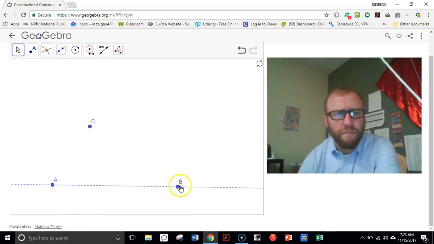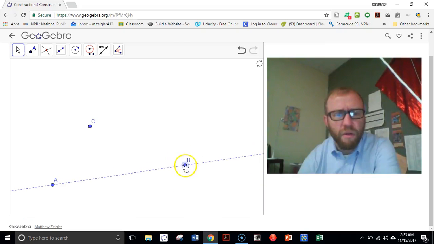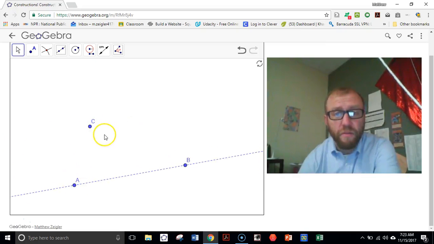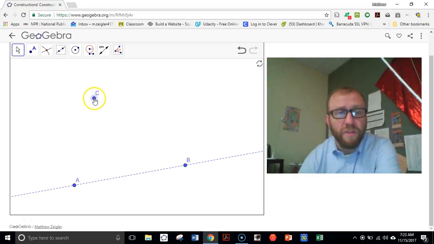Alright, so when we're done, I'm going to be able to grab this line here and move it around, and as I do, there'll be a line that passes through C and stays parallel to the original line. And I'll be able to move this point C around in and out, and the line that's attached to it will stay parallel to line AB down here.